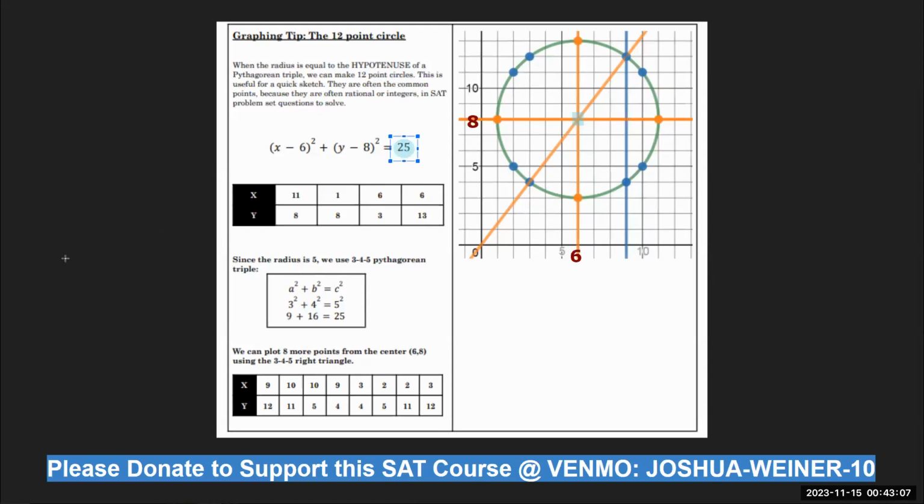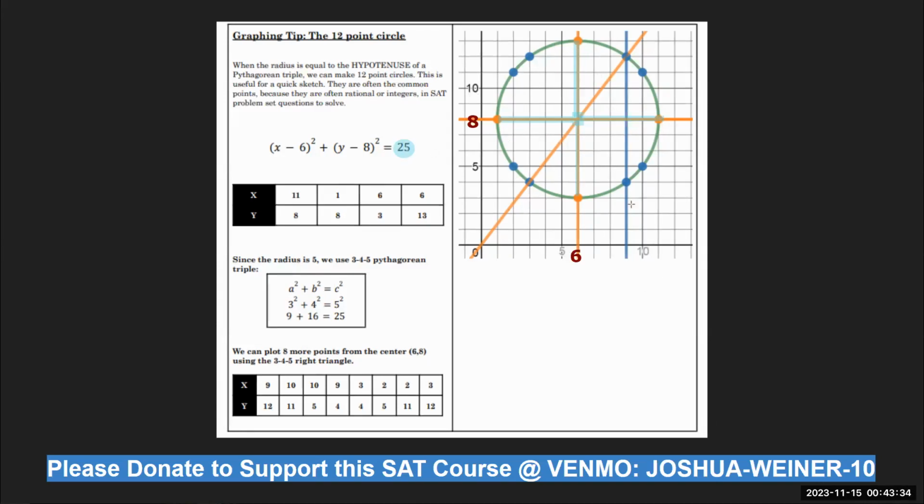So what does that mean? It means that we can go 5 units straight up and there'll be a point on the circle. Or we can go 5 units down and there'll be a point on the circle. We can go 5 units to the left, there's a point on the circle. We can draw that in. 5 units to the right, we can write that point there. We have 4 of the points that are definitely on the circle.